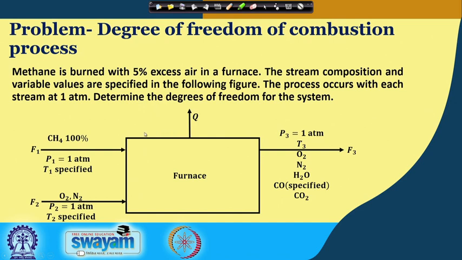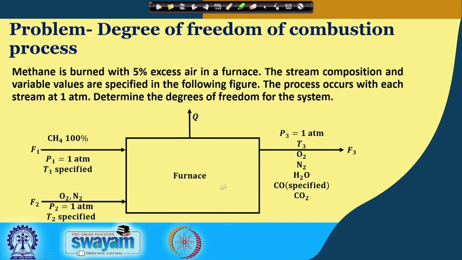So here you can see this is a typical representation of the combustion of methane. Here we have a furnace and we are inputting the methane stream and the air stream, and as you can see, air basically consists of nitrogen and oxygen, which are the major components of air. Here the pressure has been written and the temperature will be something arbitrary, but it is specified.